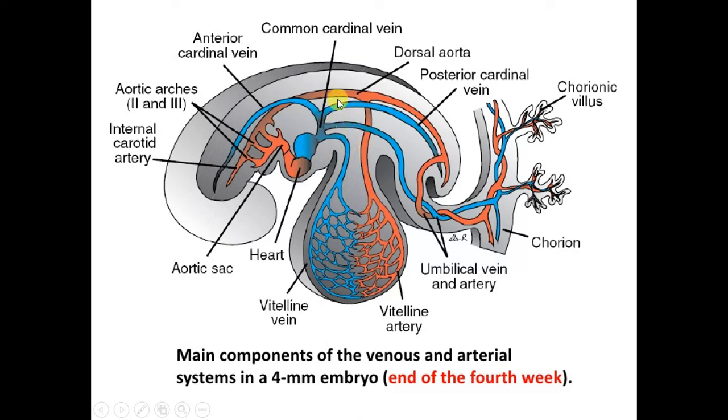In the previous lecture, I discussed that the names anterior and posterior given to the cardinal veins seem to be a misnomer, as they should be named the cephalic cardinal and the caudal cardinal veins. But for the description at this stage of the embryo, the names anterior and posterior cardinal veins were initially given. The main components of the venous and arterial system in a 4 mm embryo at the end of the 4th week are shown here.